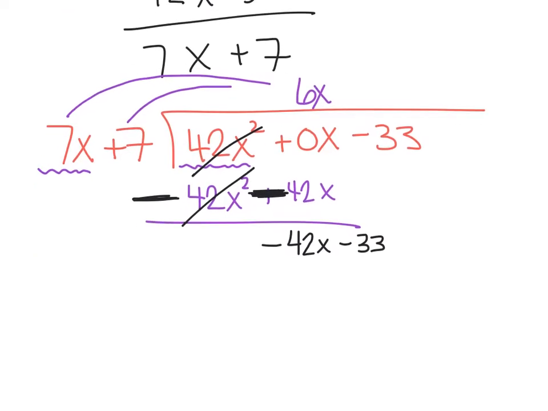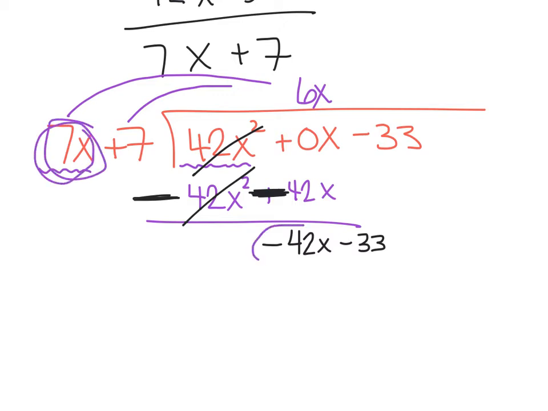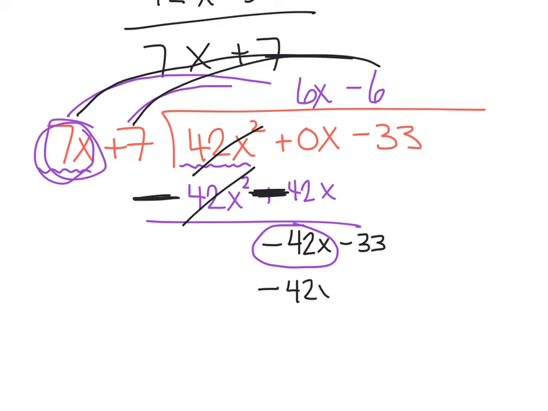And now you repeat the process. You match this first term to this first term. What would I multiply 7x by to get negative 42x? Well, that would be a negative 6, and then go ahead and do it. So negative 6 times these two terms gets me negative 42x minus 42.